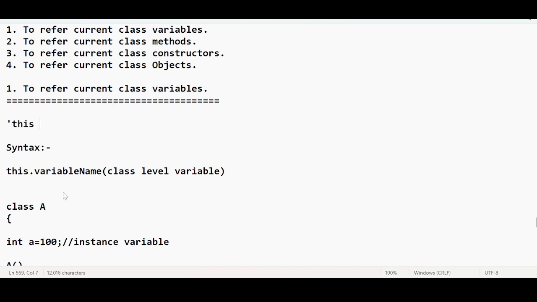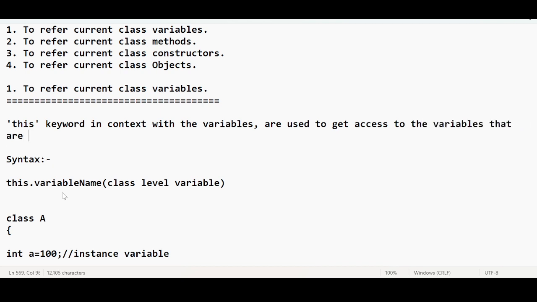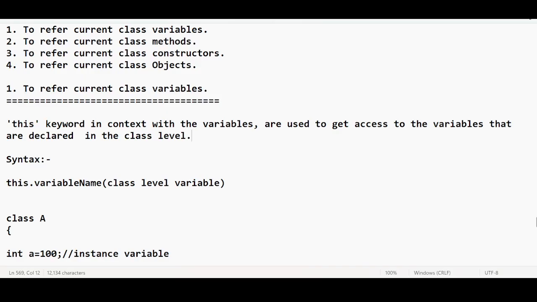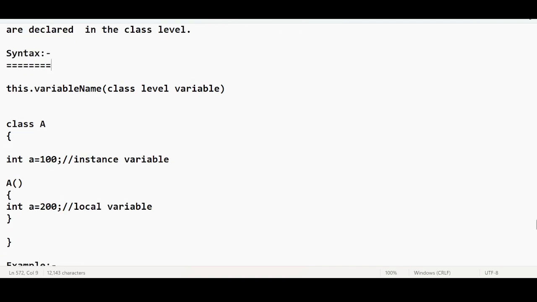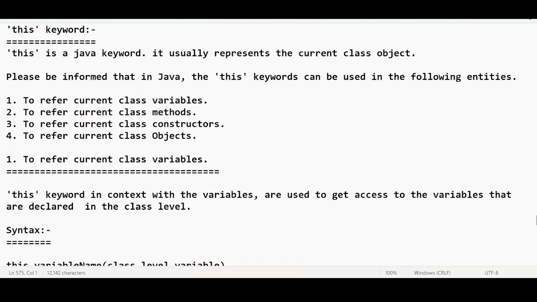So this keyword, in context with the variables, is used to get access to the variables that are declared at the class level. Okay, so this is the syntax. That's it about referring to the current class variables: you use this keyword.